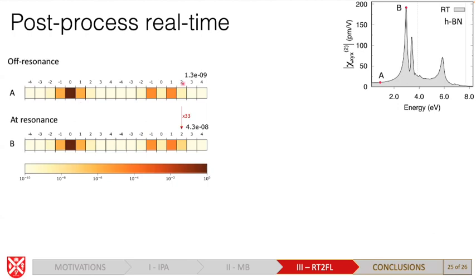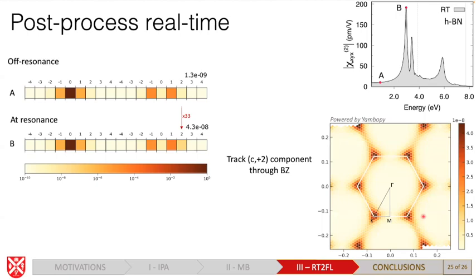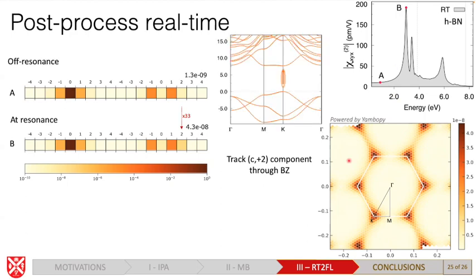And what we see is that the conduction +2 component increases by a factor of 33 from off resonance to resonance. So we can really say that the component driving the response in this second harmonic generation spectrum is the conduction +2 component. Therefore, we can track it throughout the Brillouin zone and arrive at a representation like this, where we can see which transitions make up this peak here in the second order response. We see that it happens at the high symmetry K points and also extends along the boundaries of the Brillouin zone, which is the optical gap in this direction.